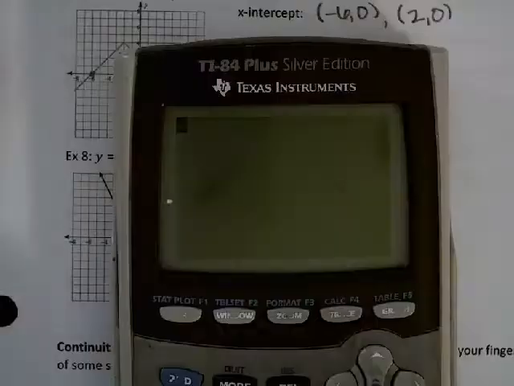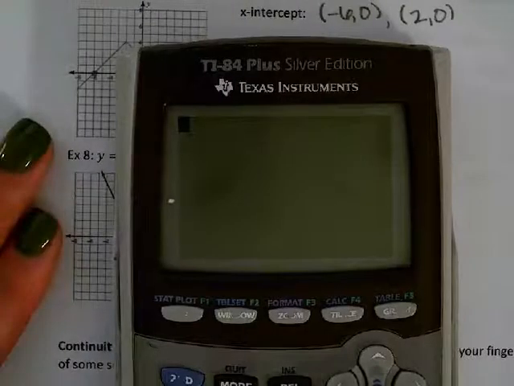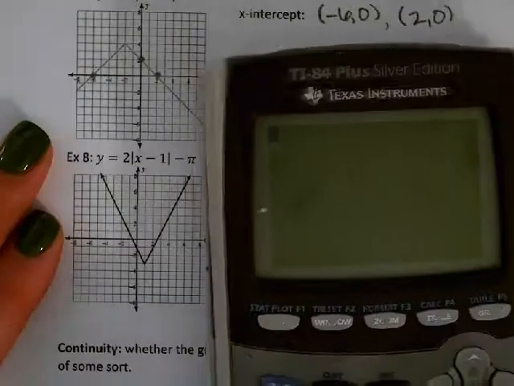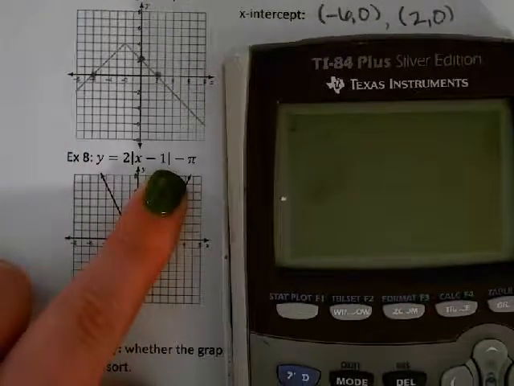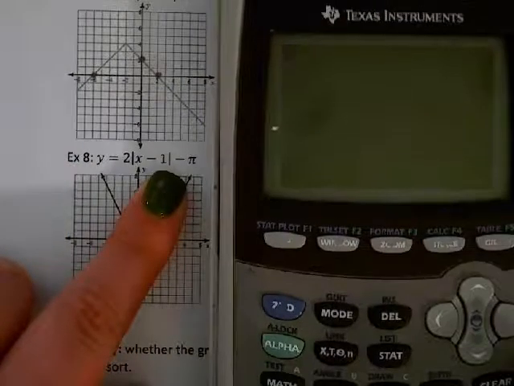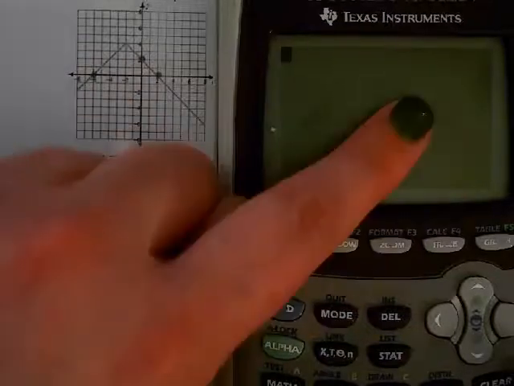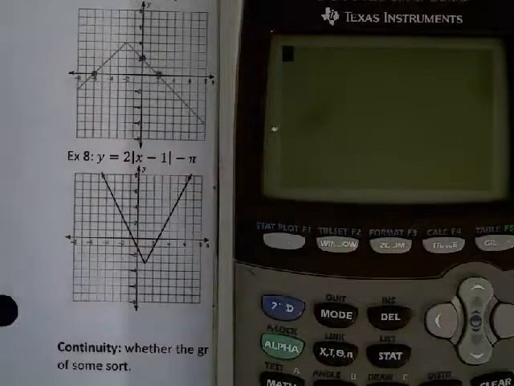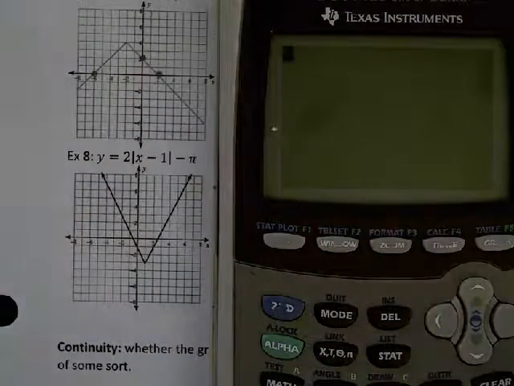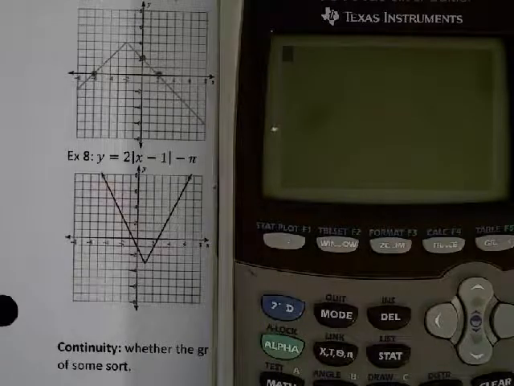Okay, so our calculators are reset. We're going to go ahead and plug in this equation. Here is the screen we do our calculations on. We're just adding numbers, whatever. To get an equation to graph, we want the y equals screen.